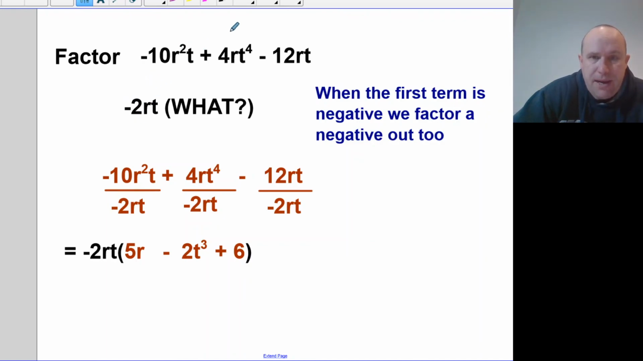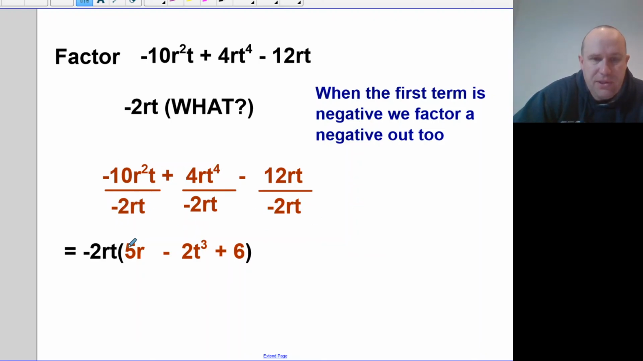For R, I can see power of 2, power of 1, power of 1. So the lowest power is R to the 1. For T, I got power of 1, power of 4, power of 1, so power of 1 was the lowest. And then just take the whole question and divide each term by that GCF.